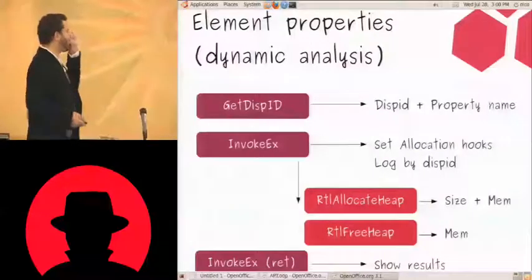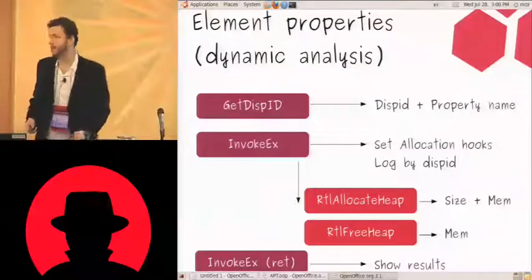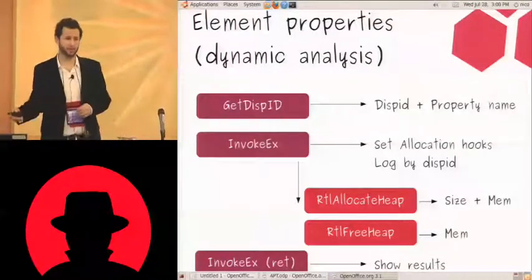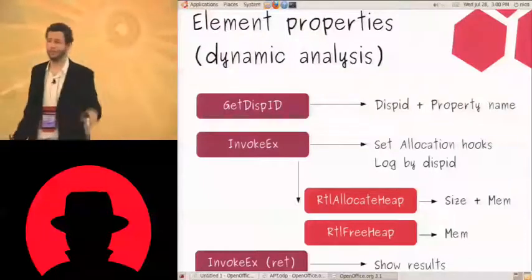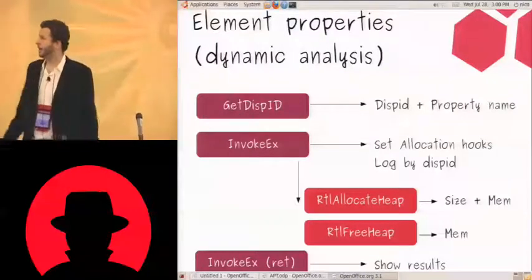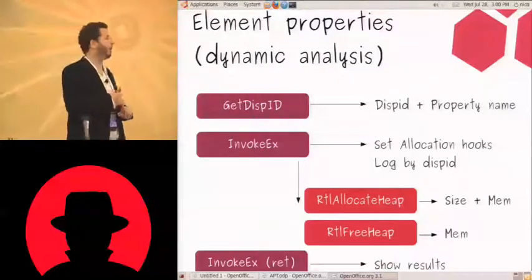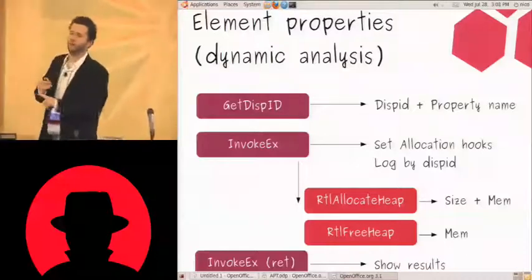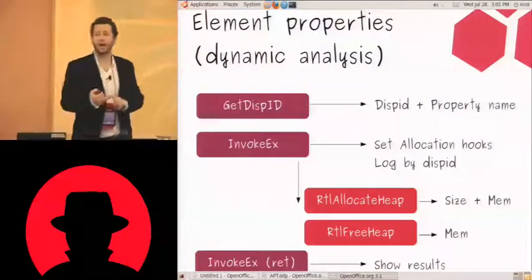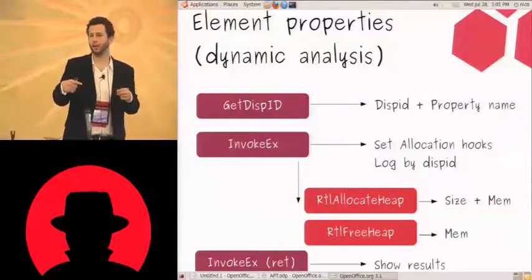But there are actually easier ways by doing dynamic analysis, which is basically what we actually did too. We created a small Immunity Debugger script, which we are going to release at some point, which basically does very simple stuff. First of all, it sets a hook on getThisID. That allows me to obtain the name of the property and the ID of that property once, obviously, the function is being called.